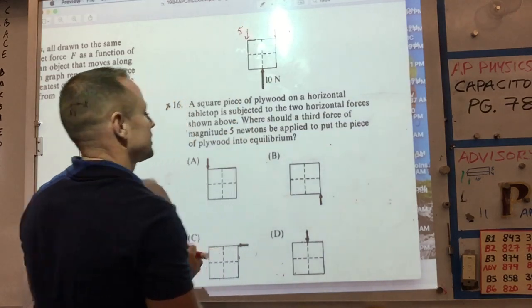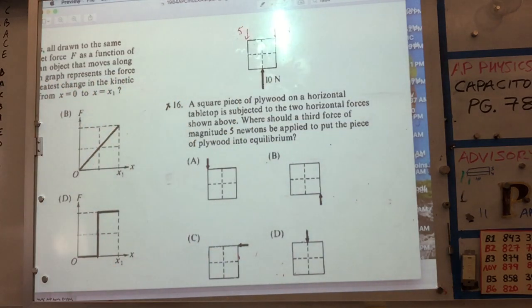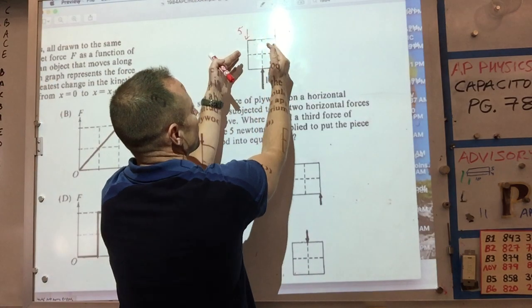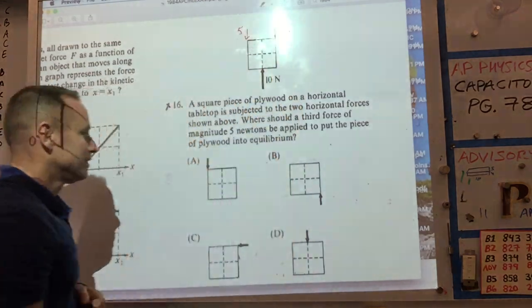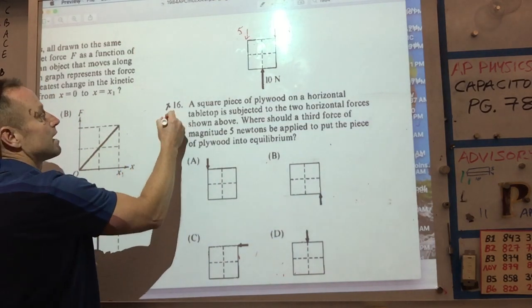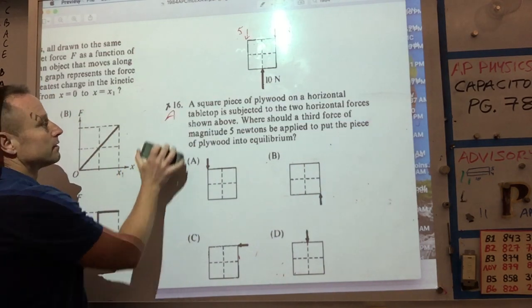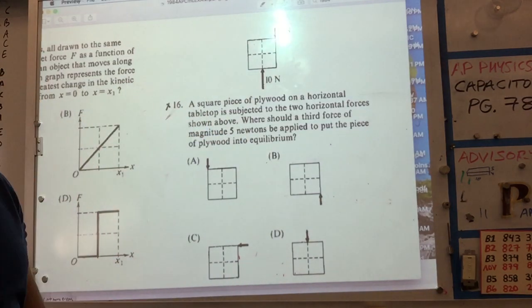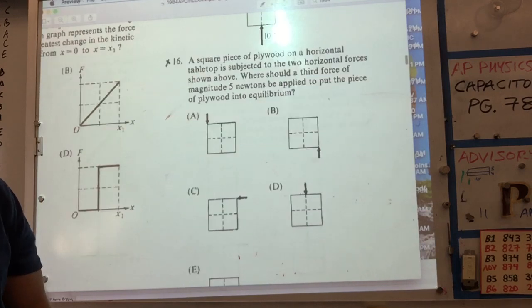So you want to kind of put that guy over there. That'll do it, because then it won't be able to rotate either way, and it won't be able to translate. So 16 should just be A. Yeah, that one's A. If you put it in other positions, the thing's going to spin. So that's why none of the other ones are any good.